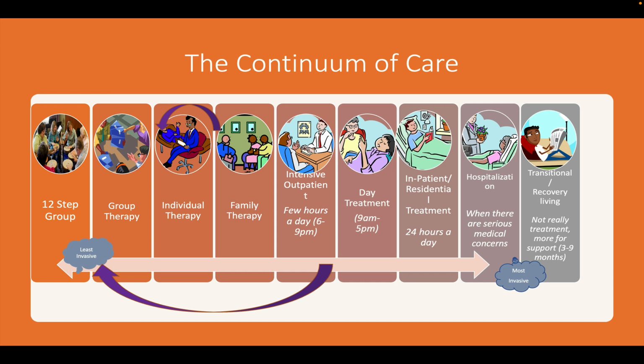The least invasive is a 12-step recovery, so that's like an AA or NA. Then we go up to group therapy. The group therapy is different from a 12-step group in that it is actually facilitated by a therapist or a medical professional. Individual therapy is again with an actual therapist and the client one-on-one. And then family therapy is going to be with the loved one with the addiction, as well as their family members, couple, parents, whatever.